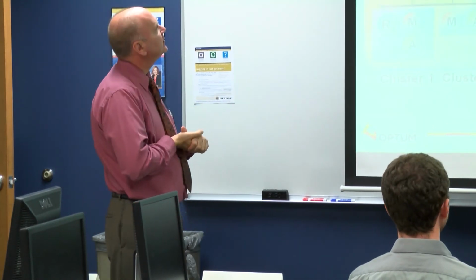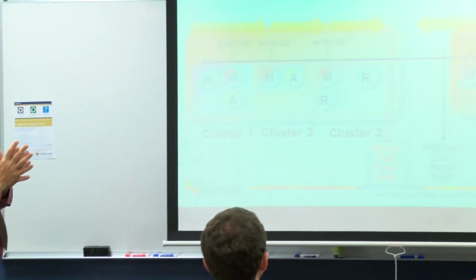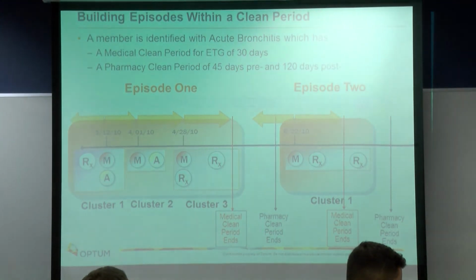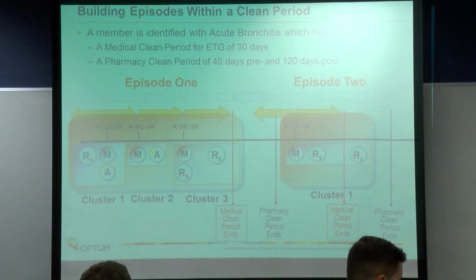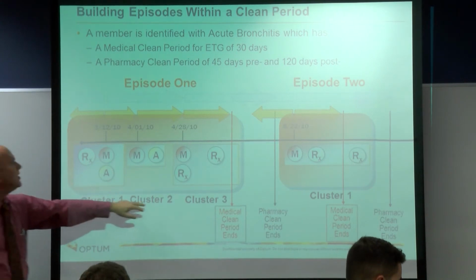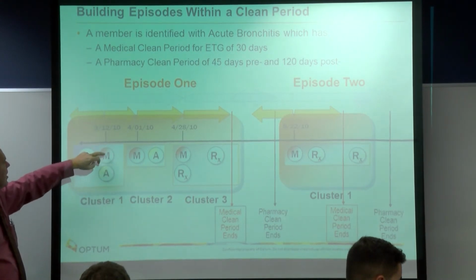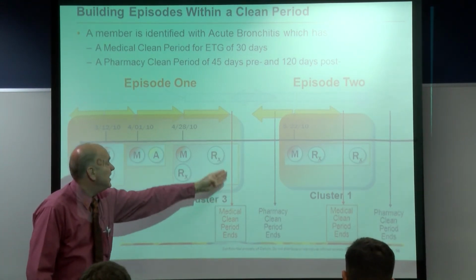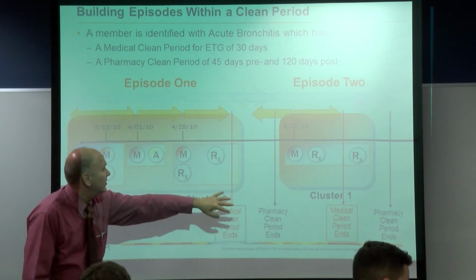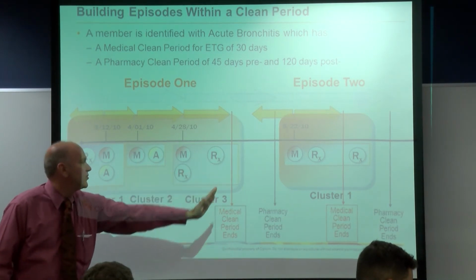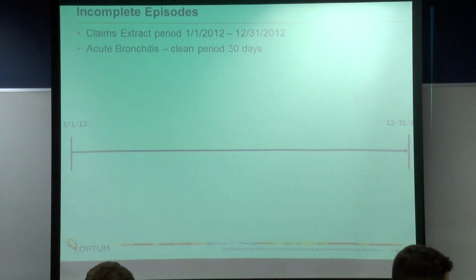Okay, let's flip. Here's an example of building episodes within a clean period. The medical clean period is 30 days, and the pharmacy clean period is 45 days before and 120 days post. This goes to your question of what if I got drugs before and after. Here you've got episode 1, episode 2, and 3 clusters of activity, an RX, a medical, and more clusters. The clean period for pharmacy ended out there, so that makes a complete episode over here. But over there, the complete episode starts and moves forward. So you can have episodes within episodes.